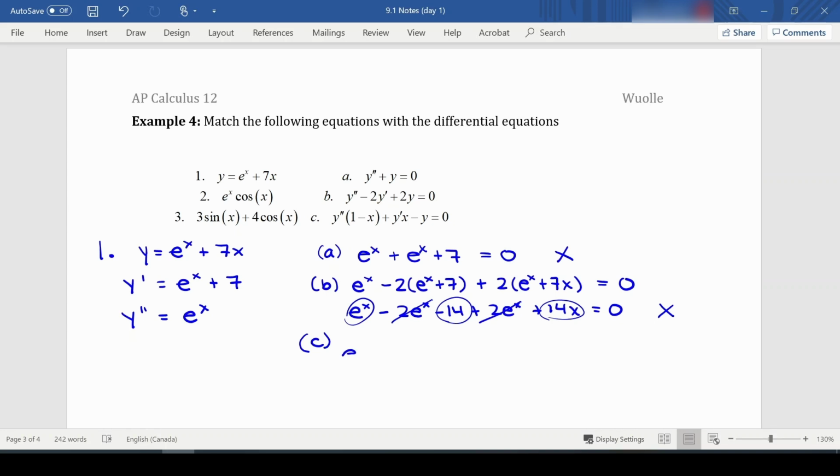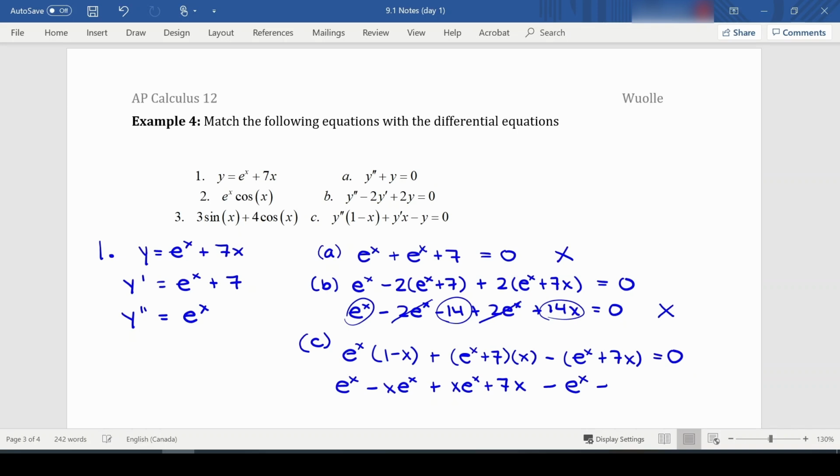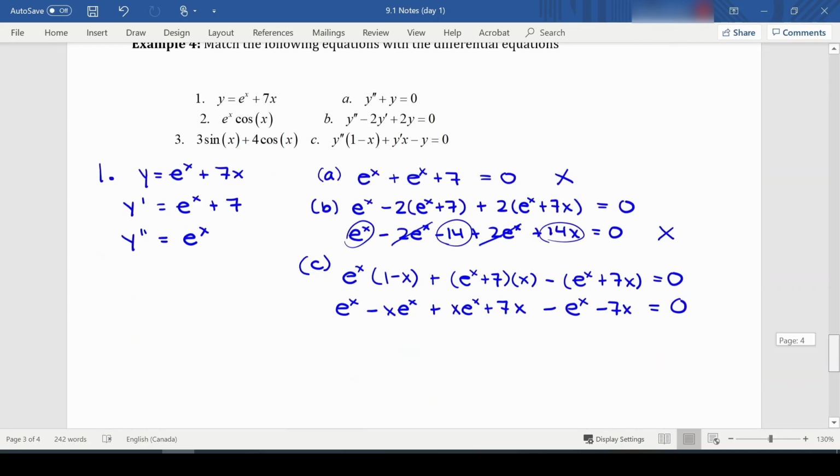We've got y double prime, which is e to the x times (1 minus x), plus y prime, which is (e to the x plus 7) times x, minus y, which is e to the x plus 7x, equals 0. So we'll get e to the x minus x e to the x if we expand the brackets, plus x e to the x plus 7x if we expand the brackets, minus e to the x minus 7x if we expand the brackets. This should equal 0.